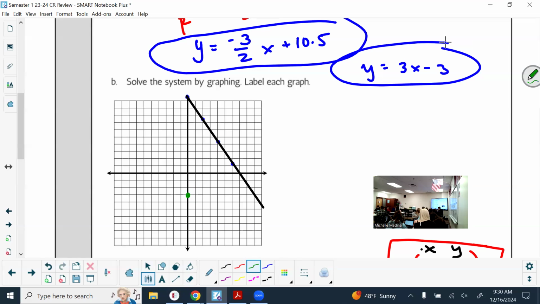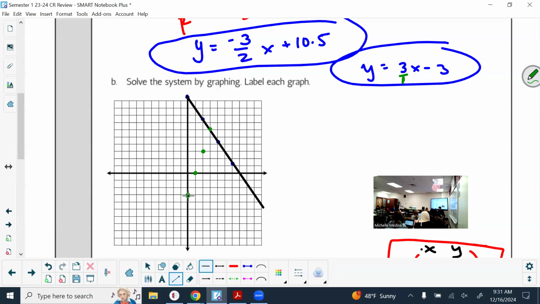And we're going up 3 to the right 1 for the slope. So if it's not a fraction, put it over 1. It still has a run. It's going up 3 to the right 1. Up 3 to the right 1. 1, 2, 3. And look, there's where they intersect at 3, 6.